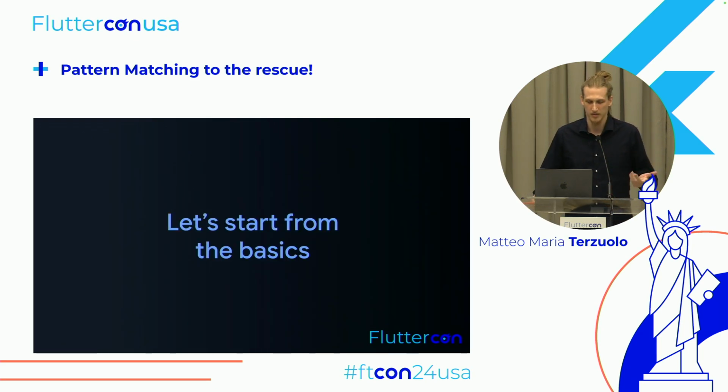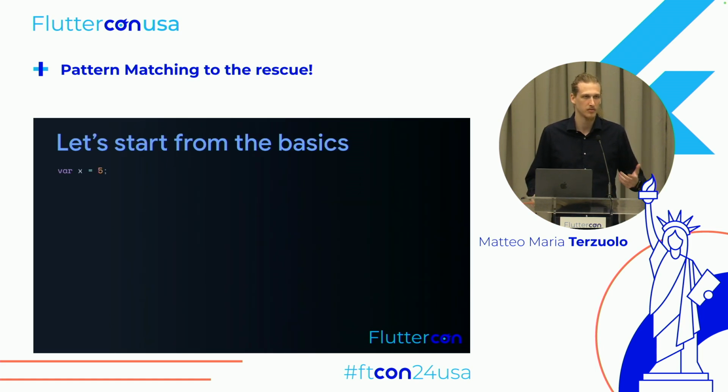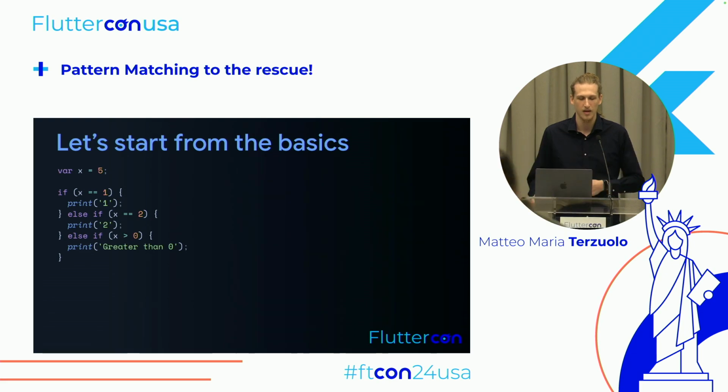So what actually is pattern matching? Let's take, for example, a variable x with the value 5. And we want to make some controls on top of that variable. So if it's 1, we print 1. If it's 2, we print 2, and so on. We check if it's greater than 0, and okay. And then we put an else case to handle the case when all the previous ones fail, and we have a fallback branch.